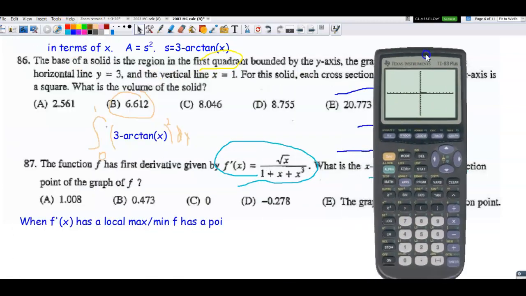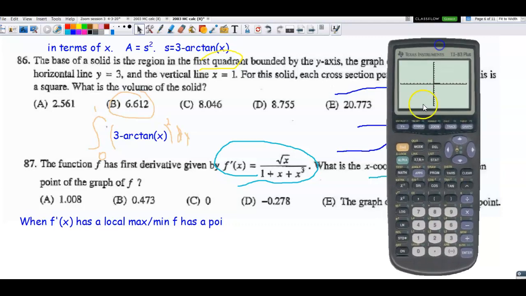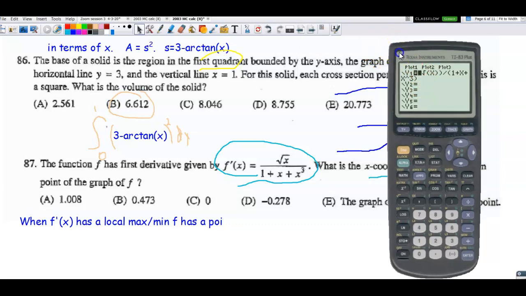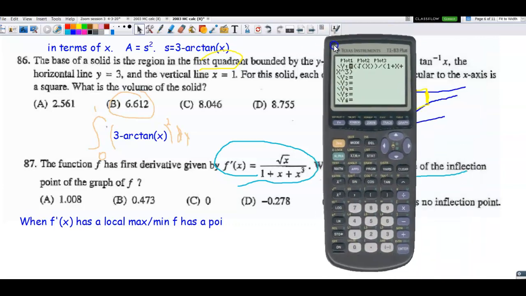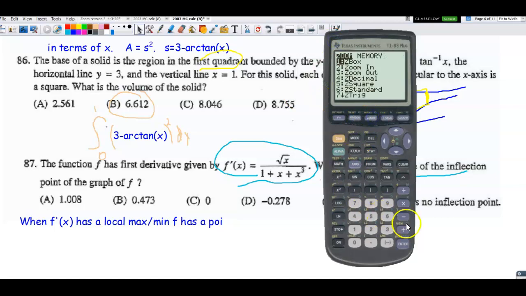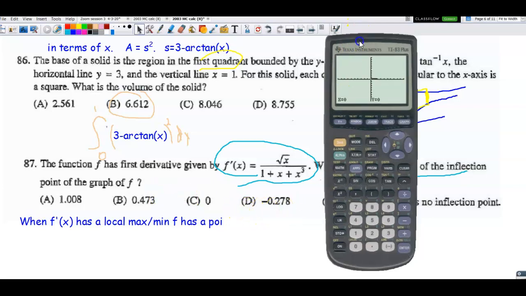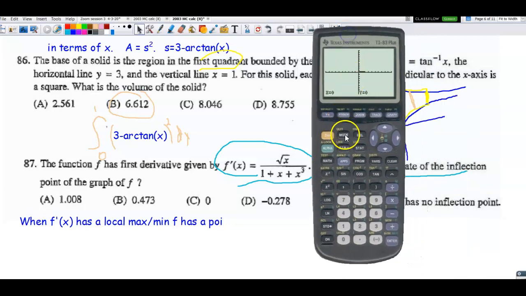So either I did not type that well, or it's really, really close to the x-axis. So let's check the typing first. Square root of x, okay, that looks good, divided by 1 plus x to the third power. Okay, so I'm going to do a zoom box. I'm going to zoom that up. And we know the answer is either from negative 0.278 to 1.8. So I'm going to move my cursor, zoom box.